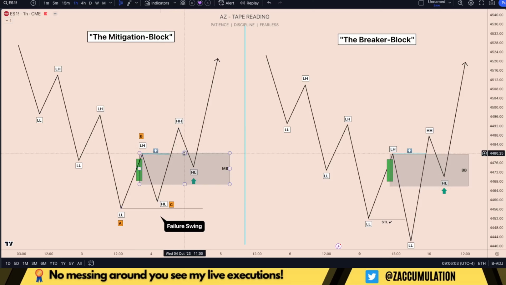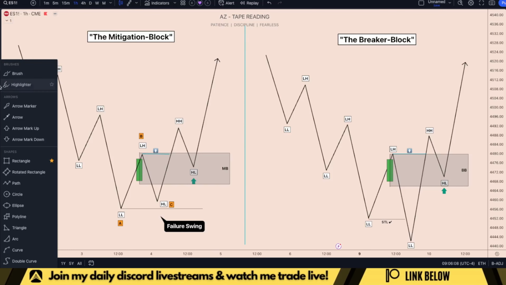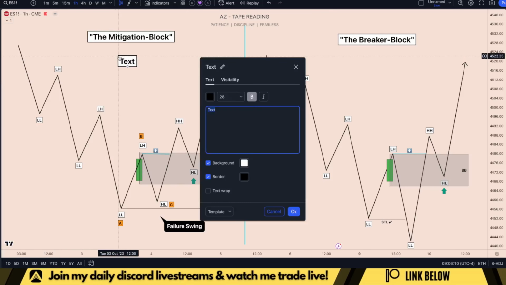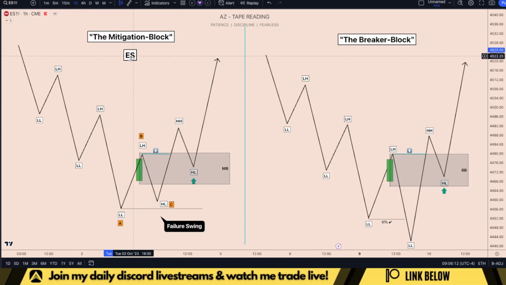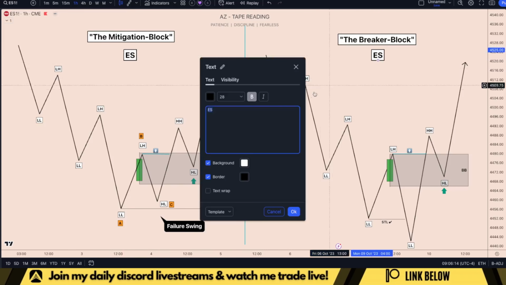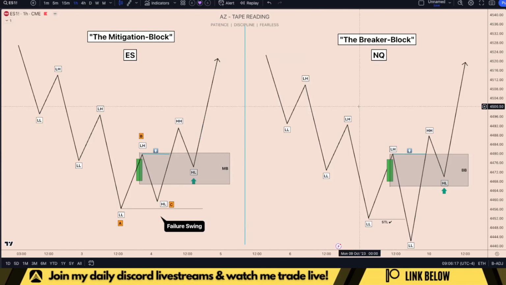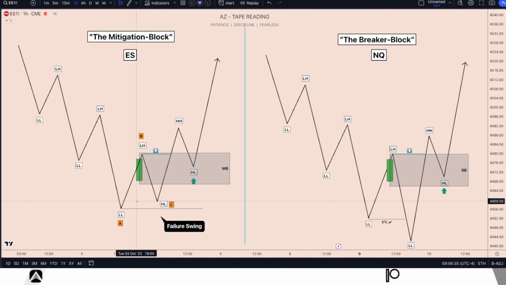So they are very similar, and most of the time, let's say for example we assume that right here we have our ES chart. This is ES, and over here we have NQ. Most often this setup, the mitigation block setup, presents itself on either ES and NQ, because most of the time they are moving very similarly, but that's where SMT divergence comes into play. I already made a video about SMT divergence. It's on my YouTube channel, so check that out.